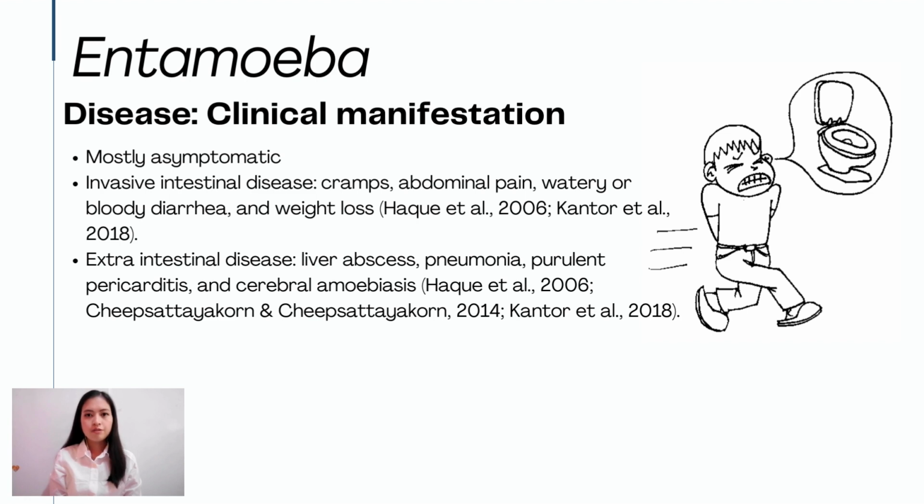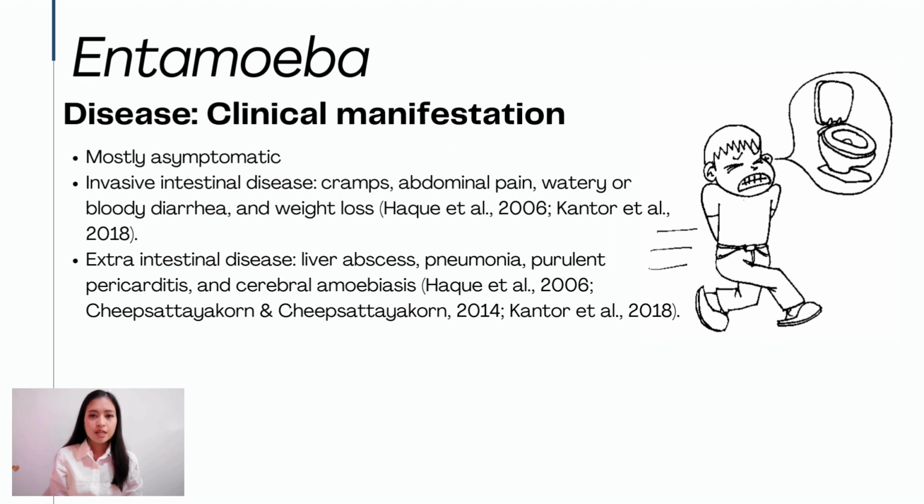As for the clinical manifestations, most of the infections restricted to the lumen of the intestine are asymptomatic. However, invasive intestinal diseases manifest through several weeks of cramping, abdominal pain, watery or bloody diarrhea, and weight loss. In severe cases, further complications such as peritonitis, perforations, and the formation of amoebic granulomas called amoeboma could also develop.